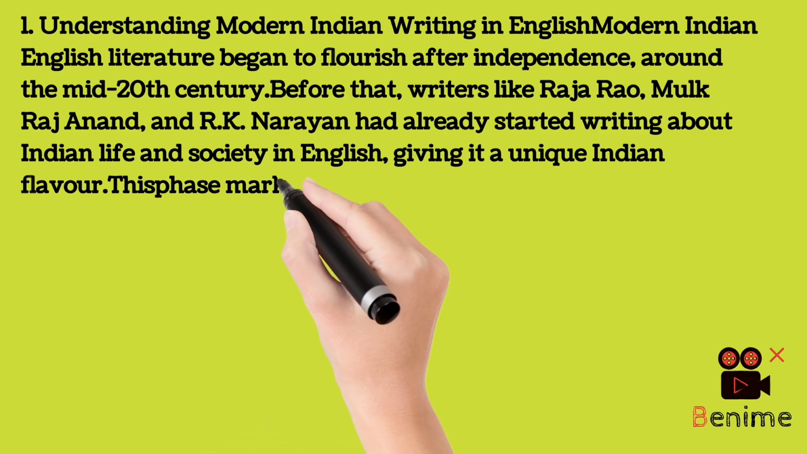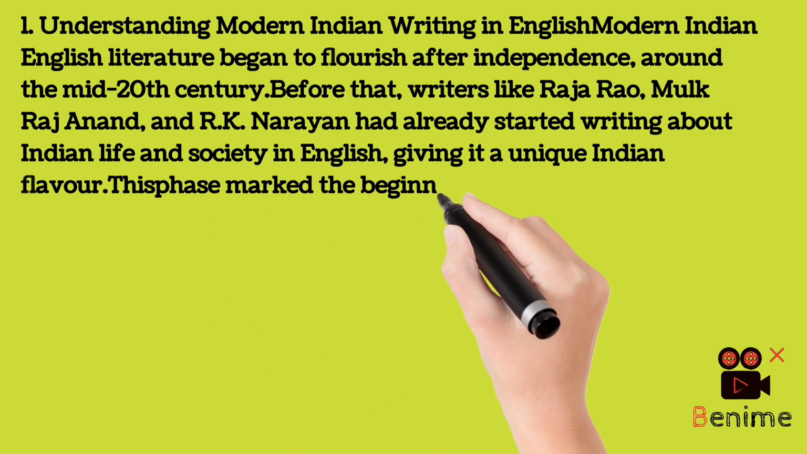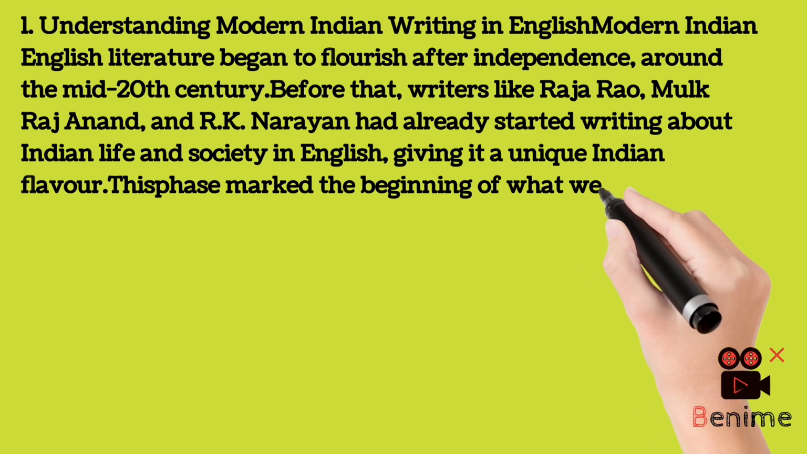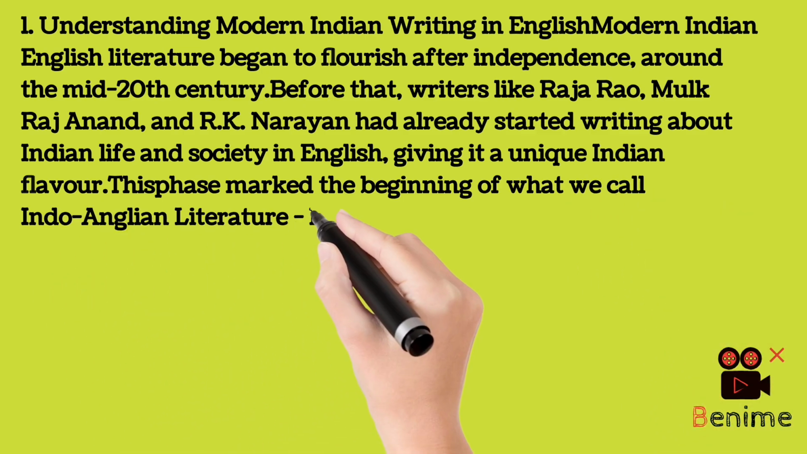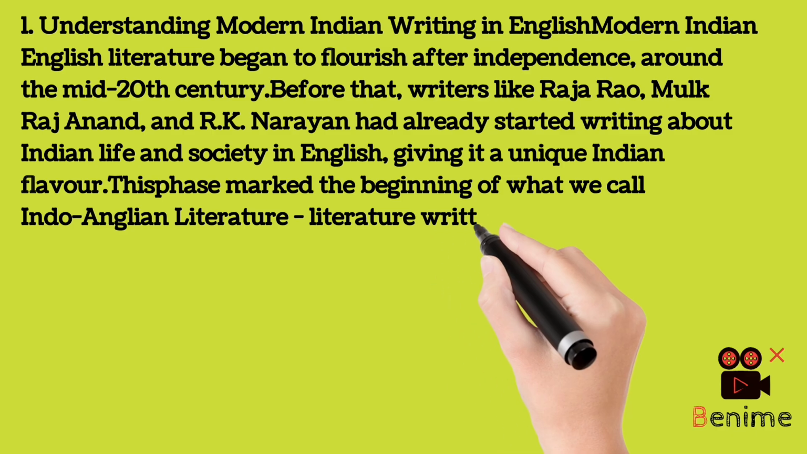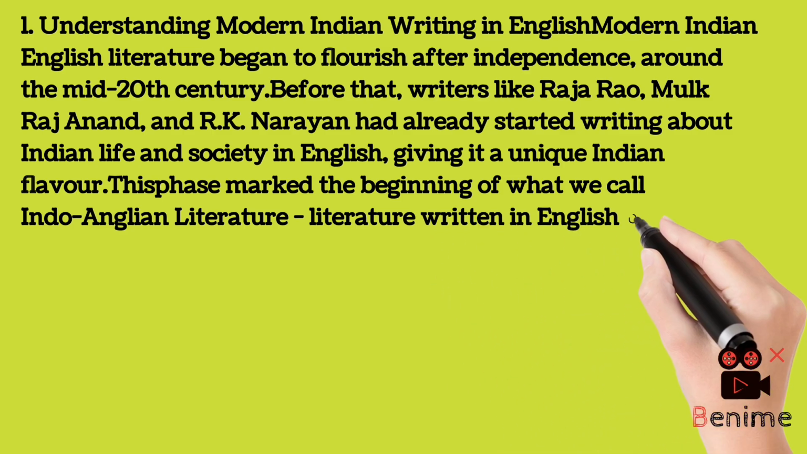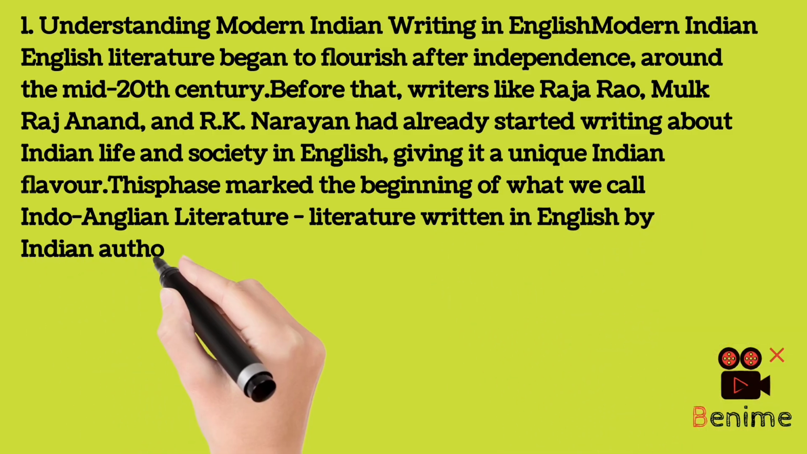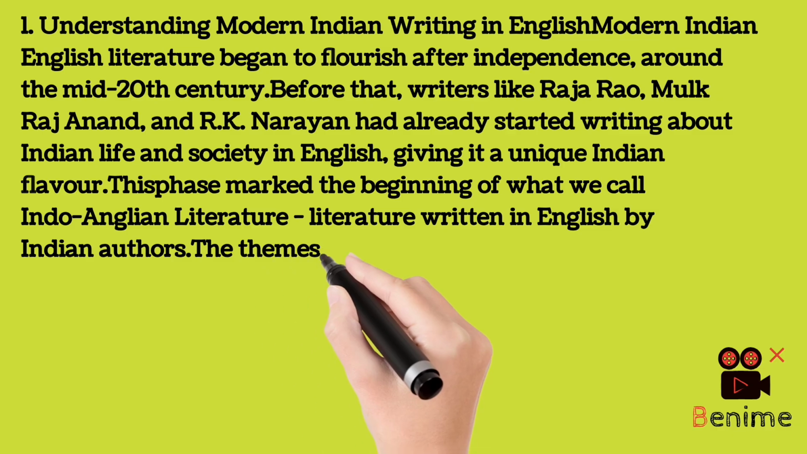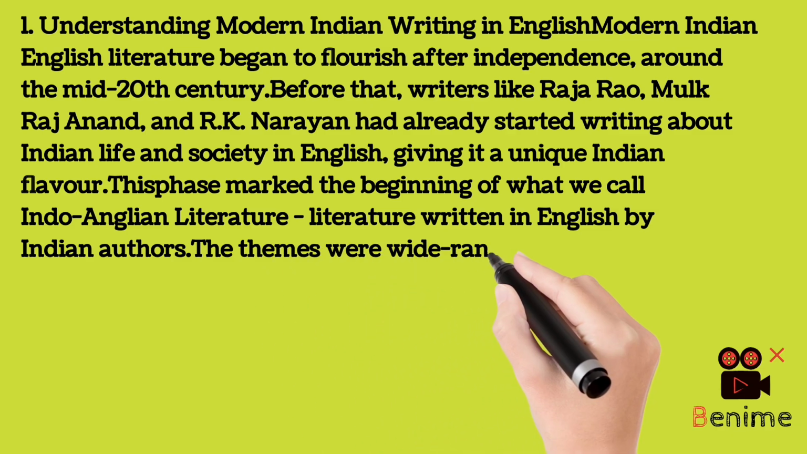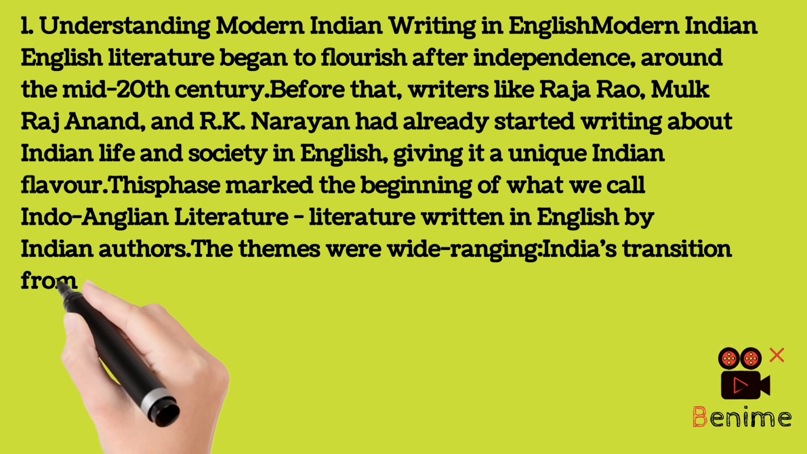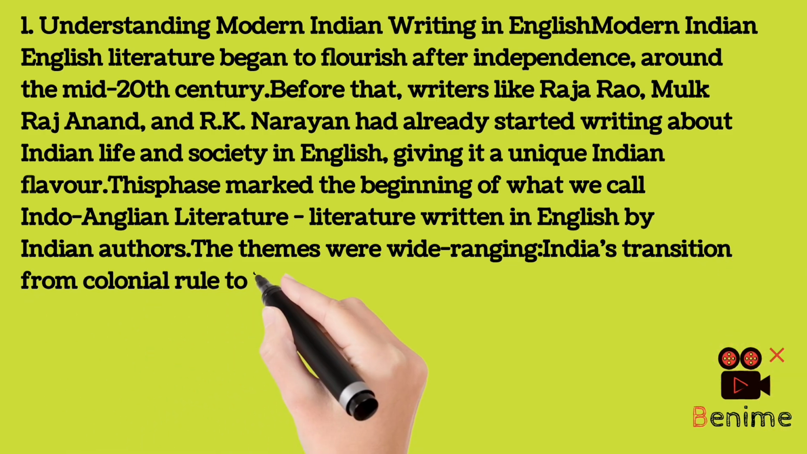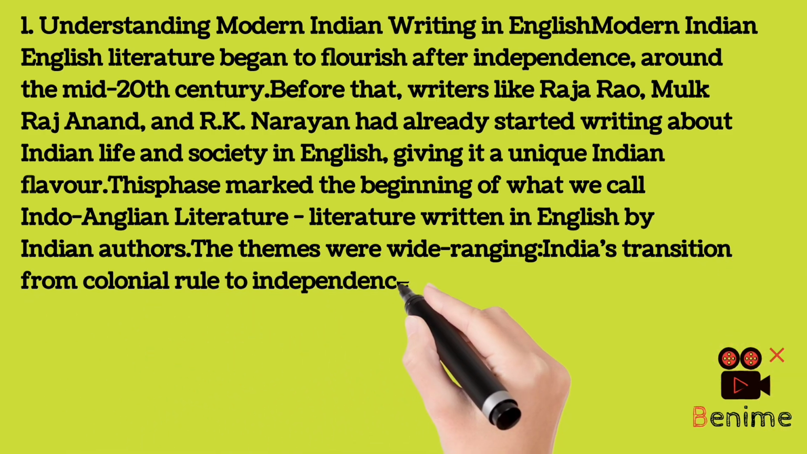The first one is understanding modern Indian writing in English. Modern Indian English literature began to flourish after independence, around the mid 20th century. Before that, writers like Raja Rao, Mulk Raj Anand, and R.K. Narayan had already started writing about Indian life and society in English, giving it a unique Indian flavor. This phase marked the beginning of what we call Indo-Anglian literature: literature written in English by Indian authors.